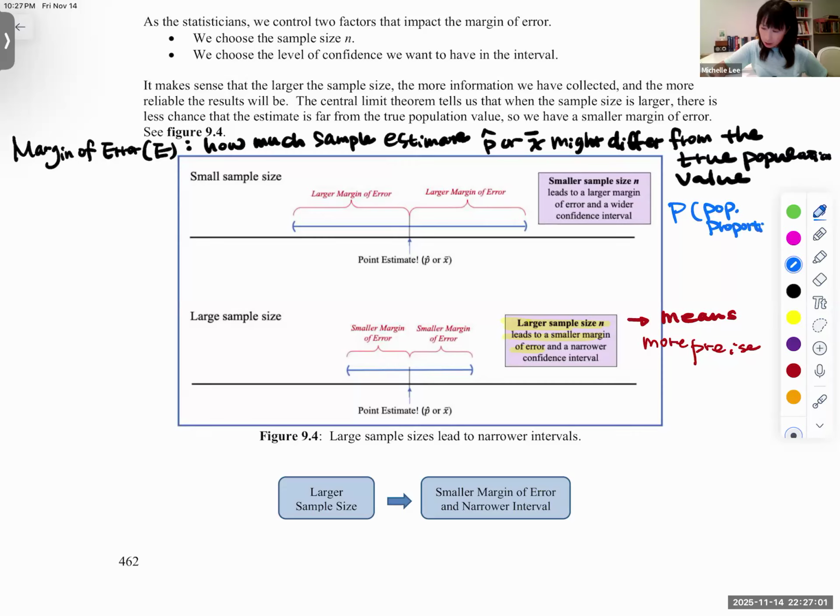and mu, which is the population mean, right? That's why we want to make a better estimate, so we use plus or minus the margin of error. We call that the interval estimate, right?